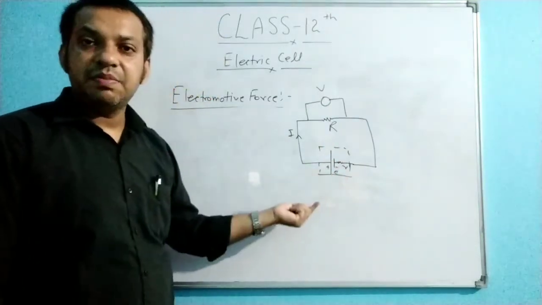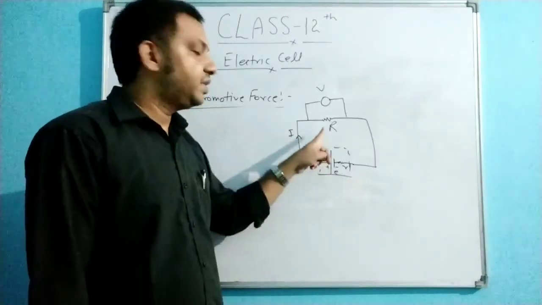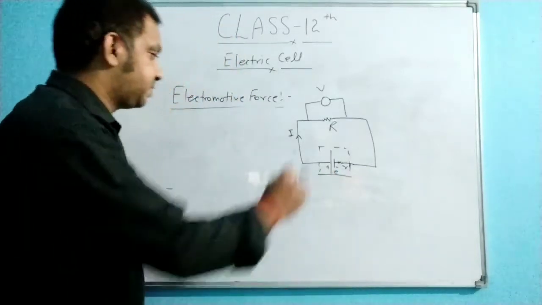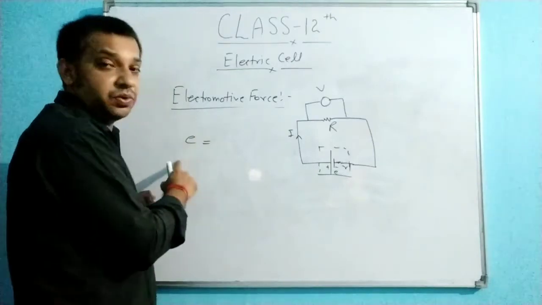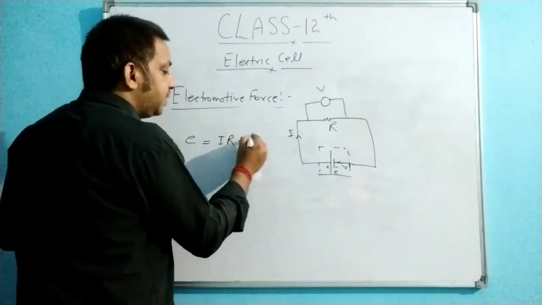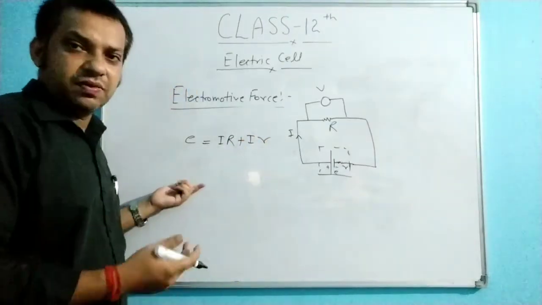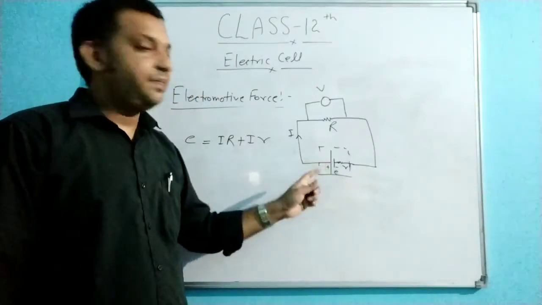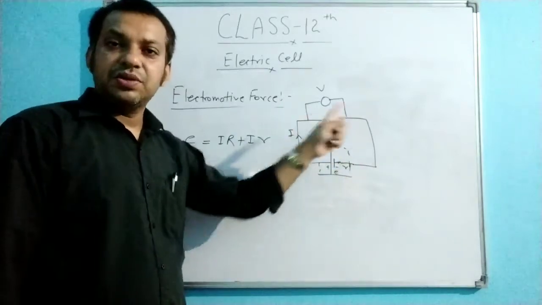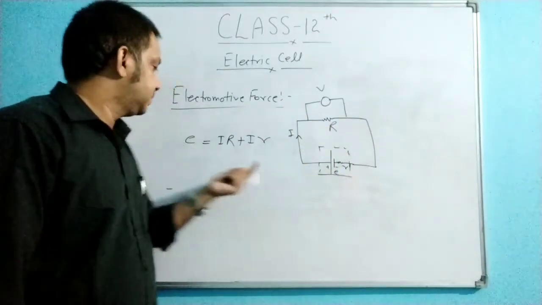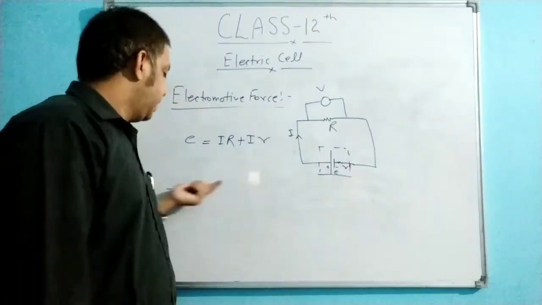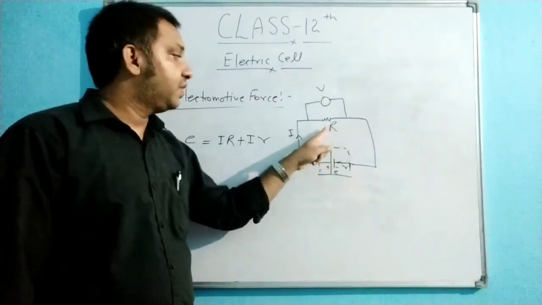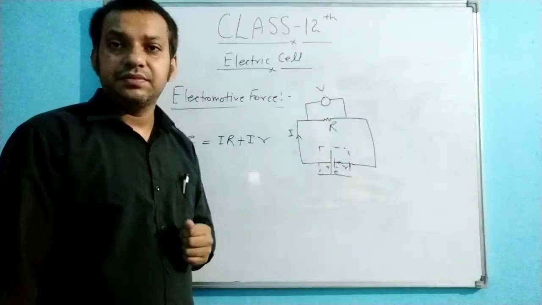Whatever energy is supplied by the cell is distributed over two resistors: one is the resistor R, and the other is the internal resistance small r. So the EMF, the total voltage, equals I into R plus I into small r. According to the law of conservation of energy, or the property of series combination, the potential difference supplied by the cell is distributed over the two resistors R and small r. And this IR is the current flowing through the external resistance R.